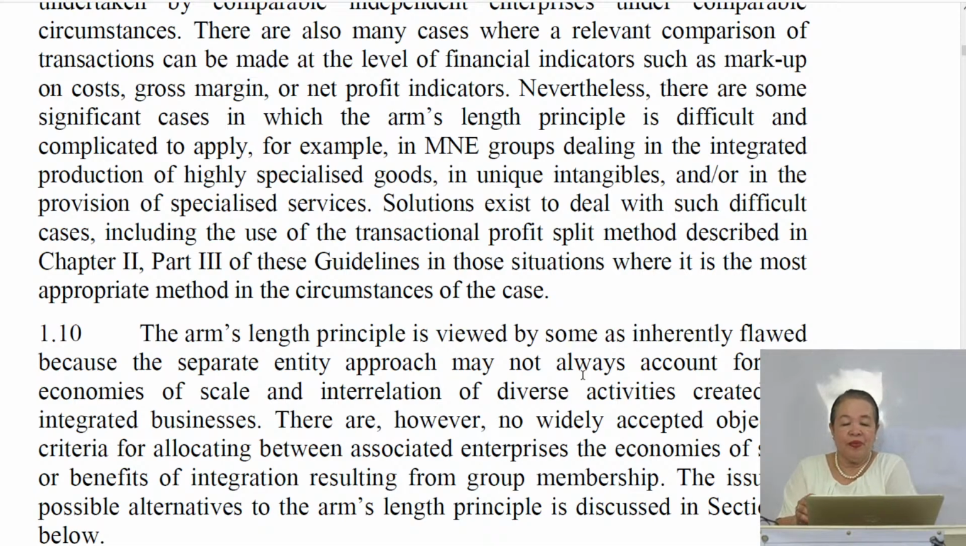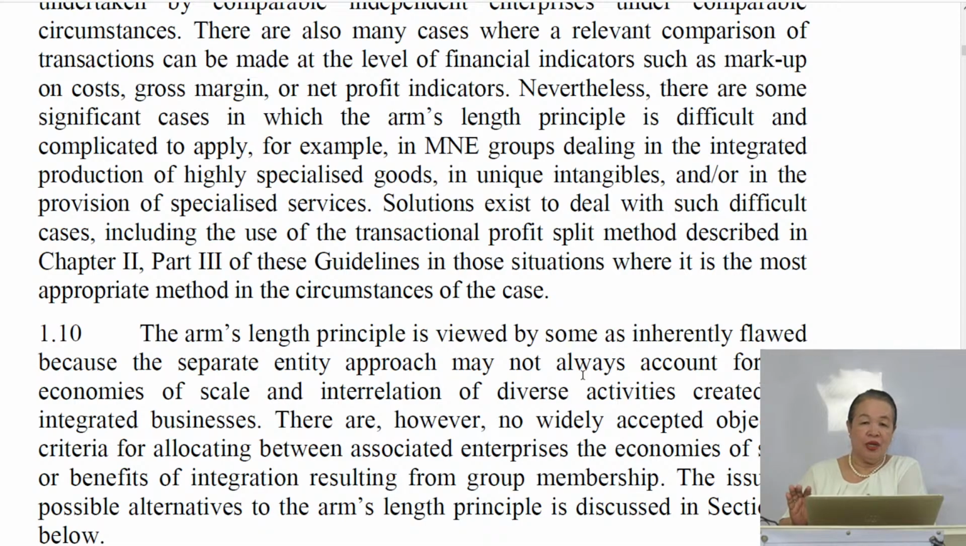For example, M&A groups dealing in integrated production, yun ang sinasabi ko na the operations are highly integrated, no? At marami yan, no? Of highly specialized goods, unique intangibles, and in the provision of specialized services, no? So mahirap yung separate entity approach. Solutions exist to deal with such difficult cases, including the use of the transactional profit split method. That's why the recommendation pagka highly integrated should be profit split.